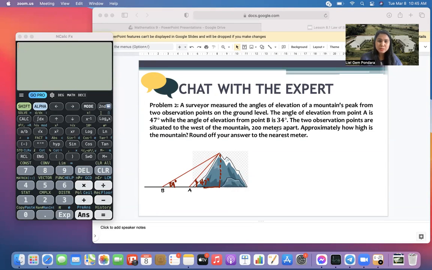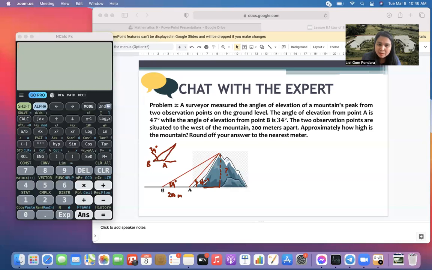The 2 observation points are situated west of the mountain, and they are 200 meters apart. Approximately, how high is the mountain? Let me draw this one first. You see the other triangle? This triangle, that's an oblique, right? BA. This one is 34 degrees, and this one has a pair.